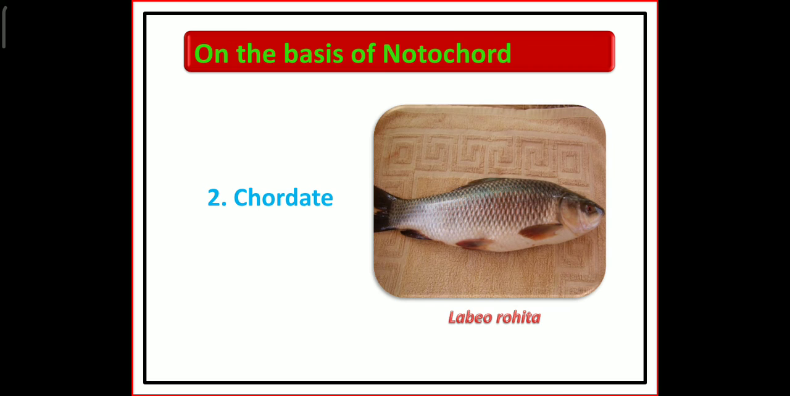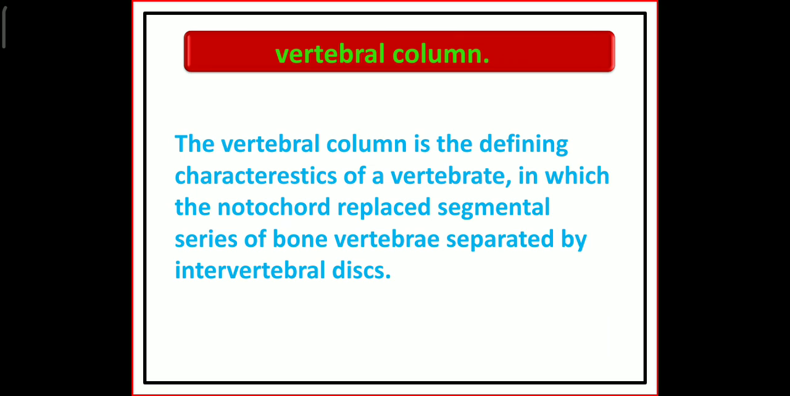And chordate means the animals which have the notochord. For example, Labiorota is a chordate animal because they have the notochord. Vertebral column is another very important basis of classification that will be discussed here today. What is vertebral column? The vertebral column is the defining characteristic of vertebrates, in which the notochord is replaced by a segmental series of bone vertebrae separated by intervertebral discs.